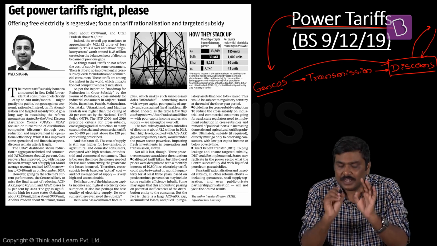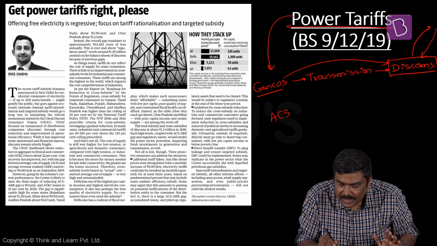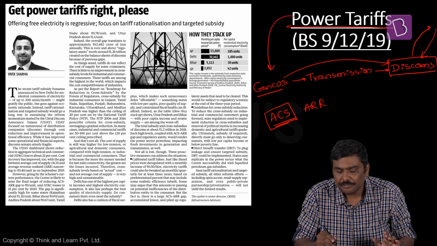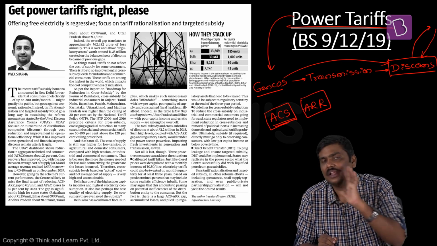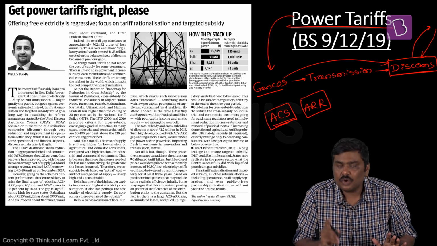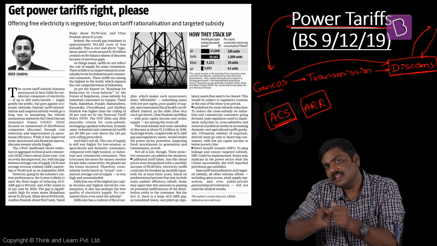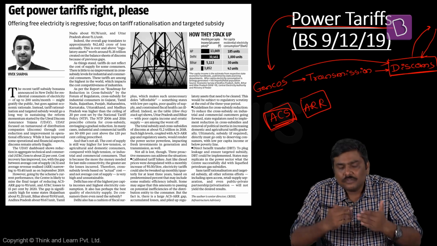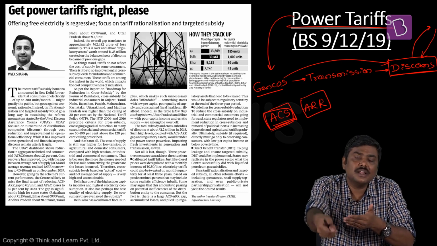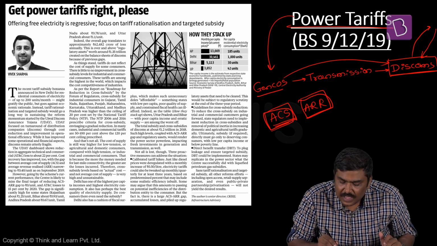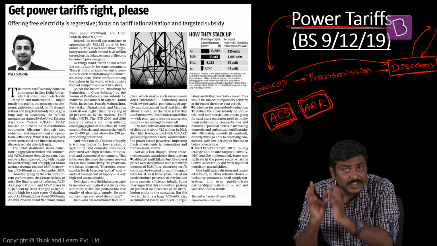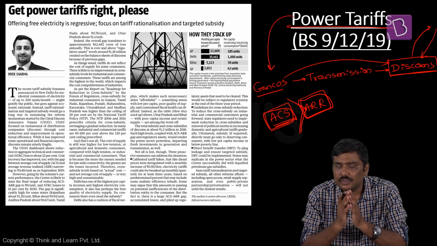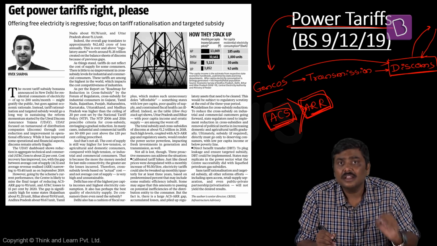The basic terminology that they are using is ACS and ARR. What is ACS? ACS stands for average cost of supply and ARR stands for average revenue realized. The DISCOM will incur a cost or an expenditure when they purchase and sell the electricity to the consumer in the market. This is referred to as average cost of supply. And for having supplied electricity, it will impose and collect the tariffs, which is referred to as average revenue realized. In case of India's power sector, the ACS is higher than ARR. I'll repeat the statement. In case of India's power sector, ACS is higher than ARR.